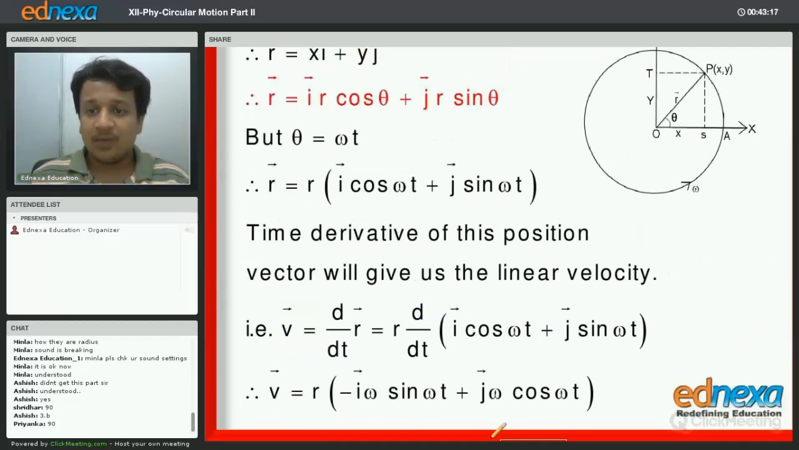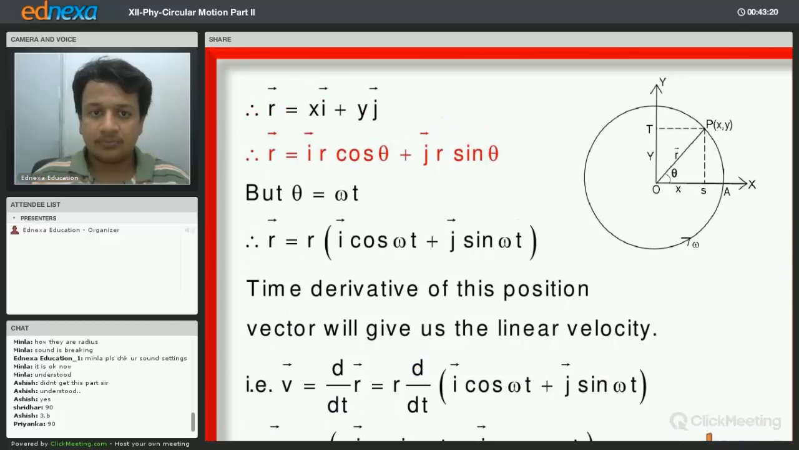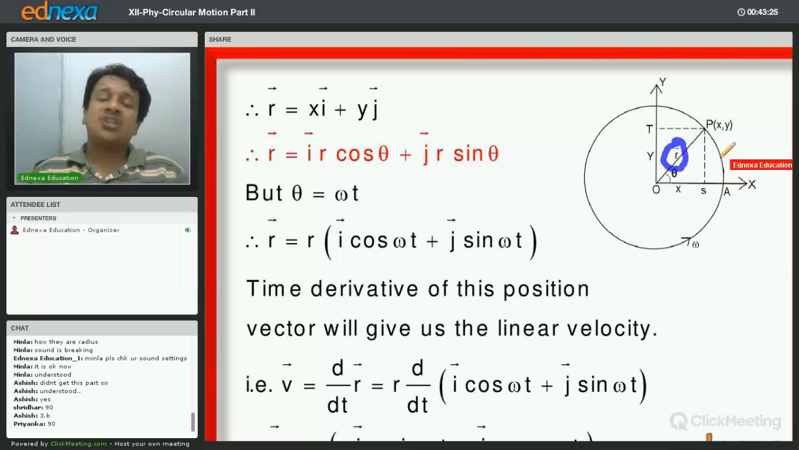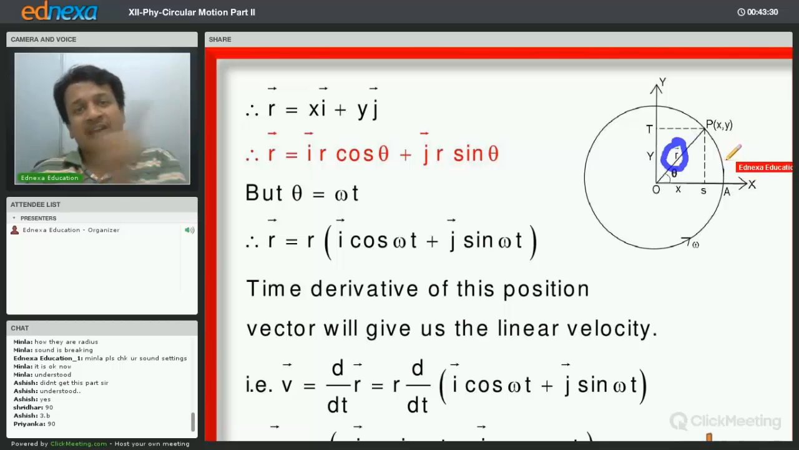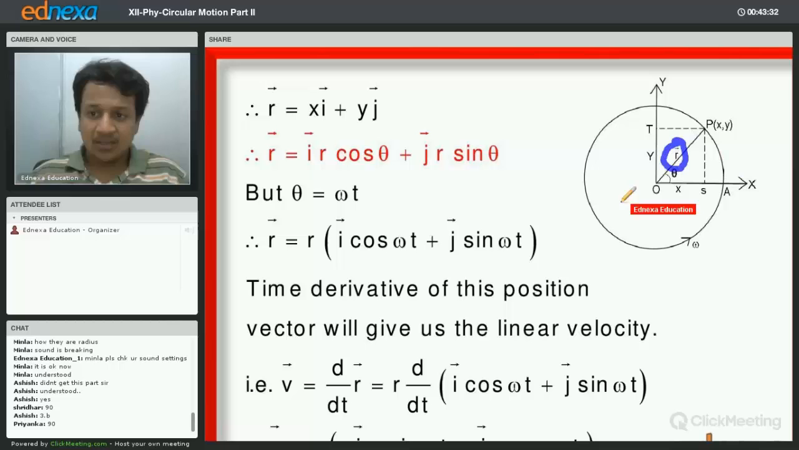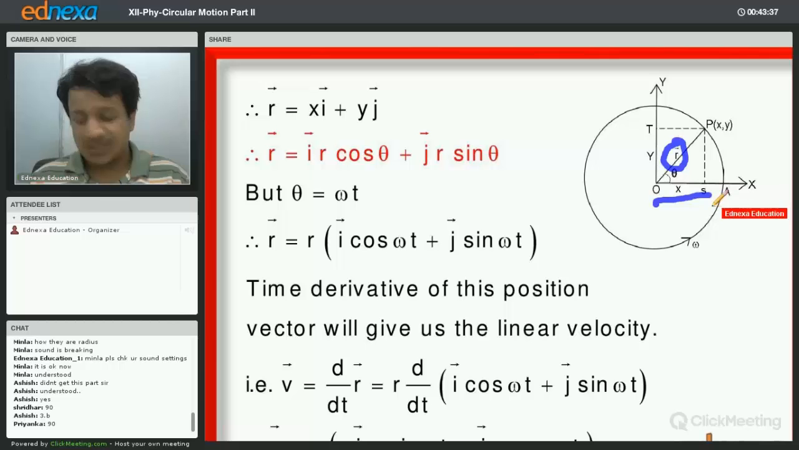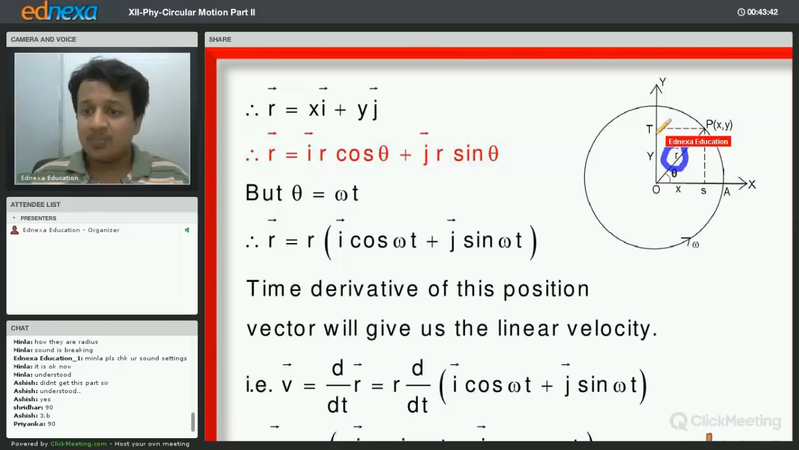Okay. Then further, let this be vector r. Over here we are going to use the resolution of vectors. Any vector we can resolve into two components, along the x-axis and along the y-axis. Is it right? So the x-axis component is OS, that is the x component, and the y-axis component is OT. So vector r we can resolve into the x component and the y component, x and y.